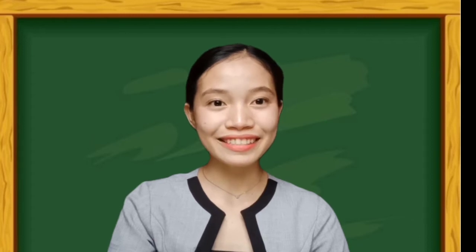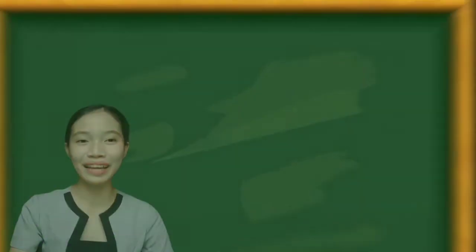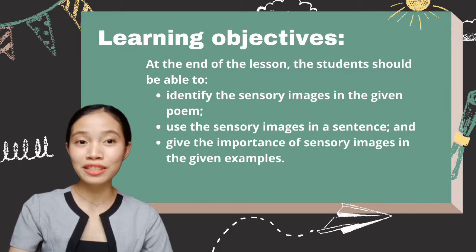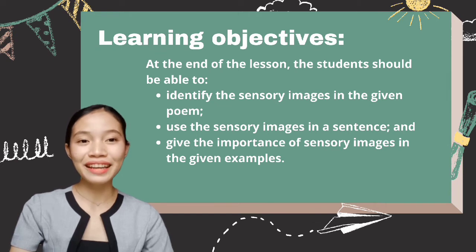Do you have an idea now what our topic will be? Alright, so our topic for today is all about sensory images. And for our learning objectives, at the end of the lesson, you should be able to first identify the sensory images present in the poem. Second, use the sensory images in a sentence. And the third one, give the importance of sensory images in the given examples.